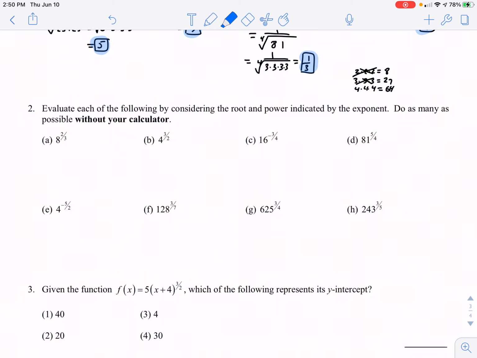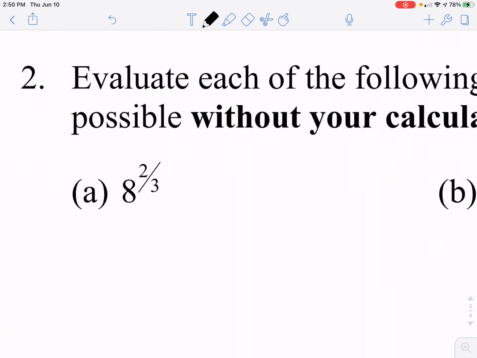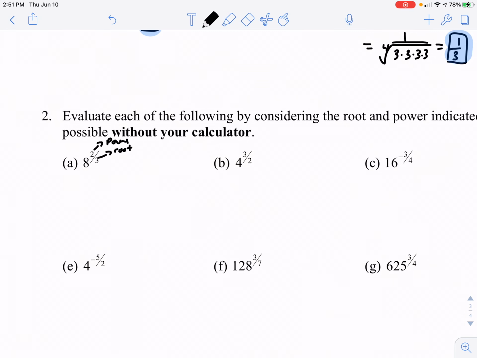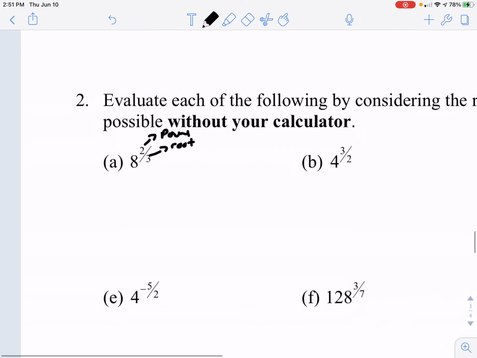Part 2. Evaluate each of the following, considering the root and power indicated by the exponent, to as many without a calculator. Remember, guys, the top number is the power. The bottom number is the root. And I'm going to show you how to do the first one two different ways. And then I'm going to suggest that perhaps doing it one particular way might be a little bit more helpful when you get into really large fractional exponents. Let me take a look.